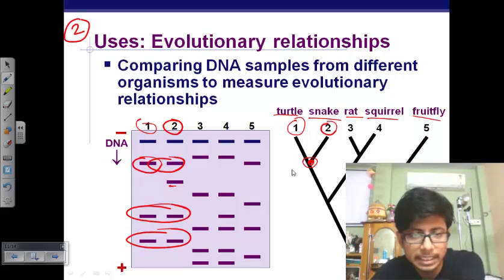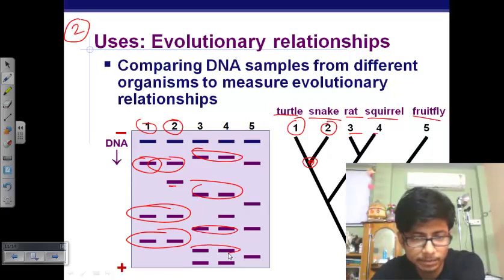Similarly, if you look at 3 and 4, you'll find maximum similarity between 3 and 4. So definitely 3 and 4 originated from a single ancestor. Now if we compare 2 and 3, you will see a huge difference, because in 2 and 3 there is not very much similarity at all. So we can tell that 2 and 3 are more distantly related than 1 and 2 or 3 and 4.